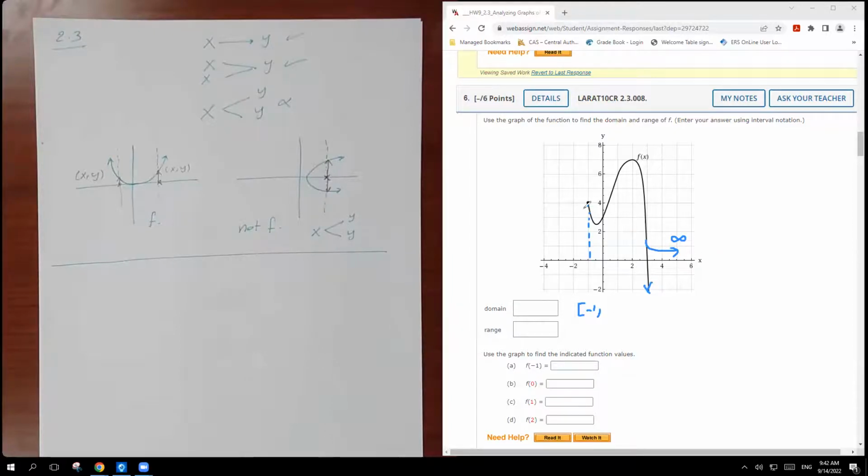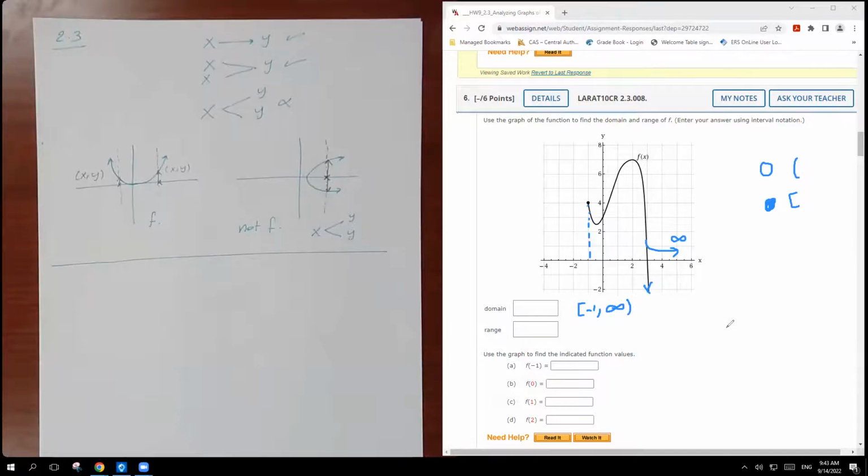That means start from -1, and I put a bracket on this side because it's a closed circle. If it's an open circle, you're going to put parentheses. So always keep in mind, if it's an open circle, you put parentheses. If it's a closed circle, you put a bracket. If it's a start or end, it doesn't matter. So now it's going to infinity. So this is the domain.